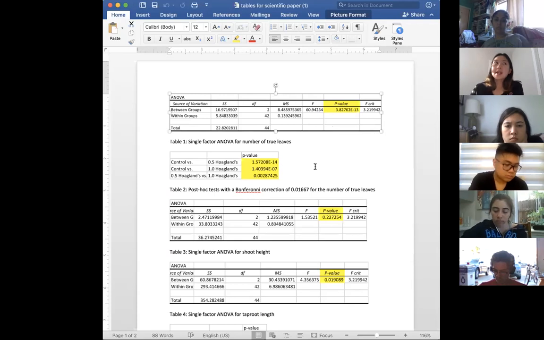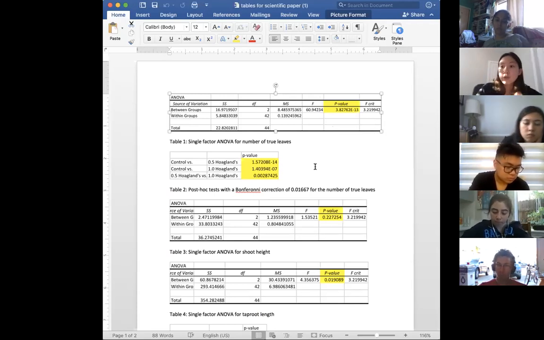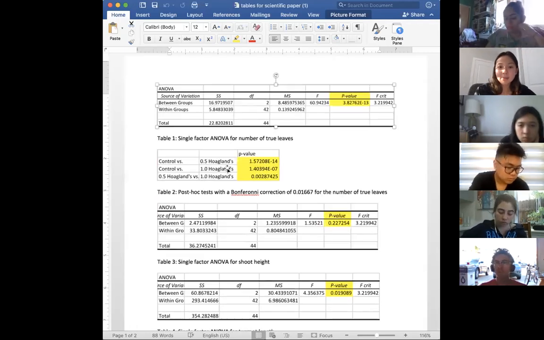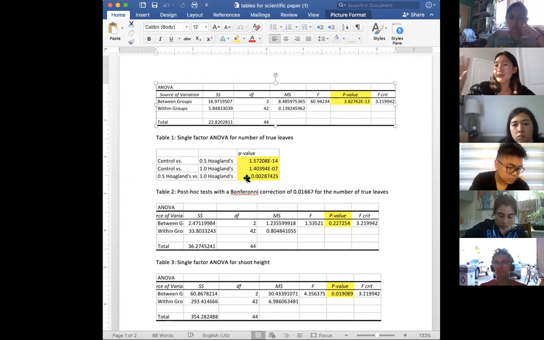If you ran a post hoc test, which you guys did for number of true leaves because the p-value was less than 0.05, what you're going to do as your second table, instead of copying and pasting every single one of those tables into your paper, the part that we only cared about anyway within those tables was the two-tailed p-value. So what I did instead was just made a simple table, which you guys can see here that I have highlighted. So I have control versus 0.5, control versus 1.0, and half versus 1.0, and then I just copy and pasted those respective p-values and made them into one table. Does that make sense? Okay, so that'll be your second table.